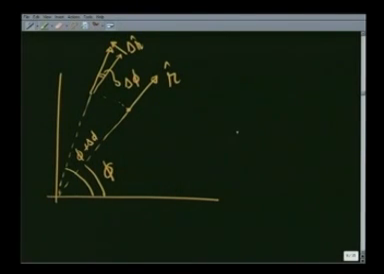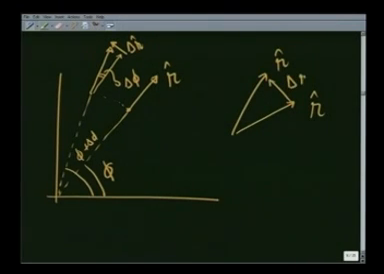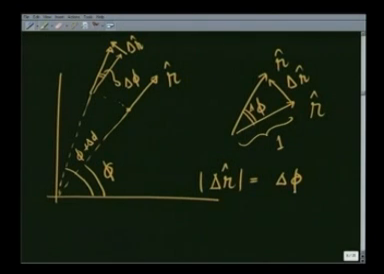If I redraw it, initially your vector was like this, the final unit vector is like this, this is the change, and this angle is delta phi. Since this magnitude is 1, you can see that the magnitude of delta r is going to be delta phi, and the direction is in the direction of increasing phi, the way I have made it. Therefore, delta r is going to be equal to delta phi times the unit vector phi. Let us see it from a mathematical point of view.